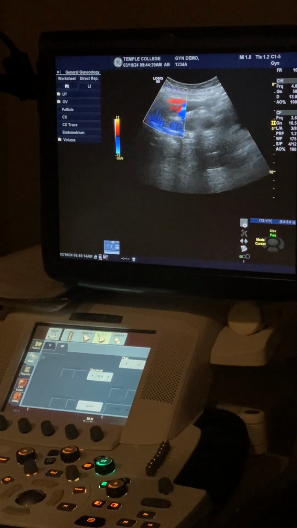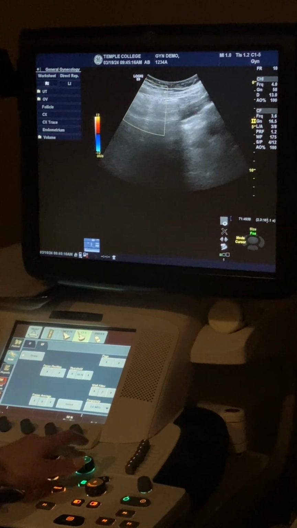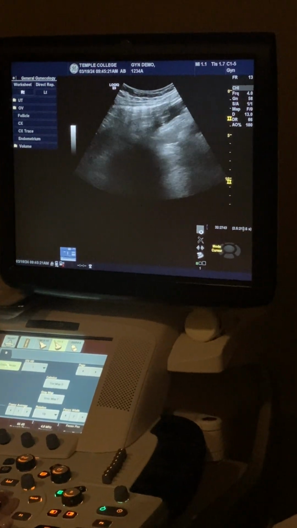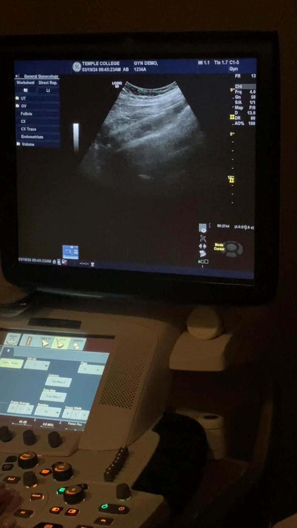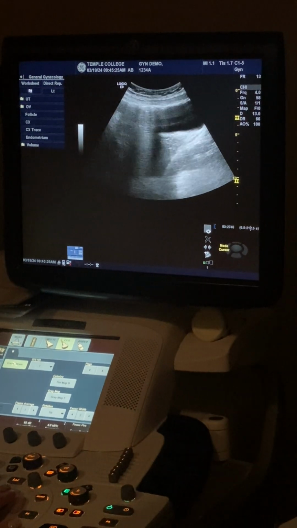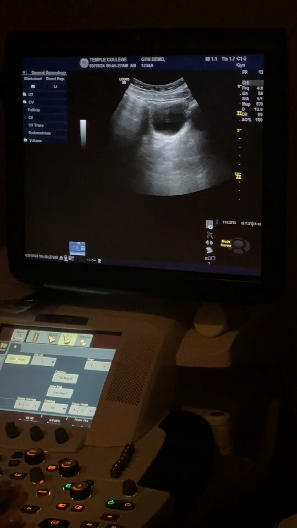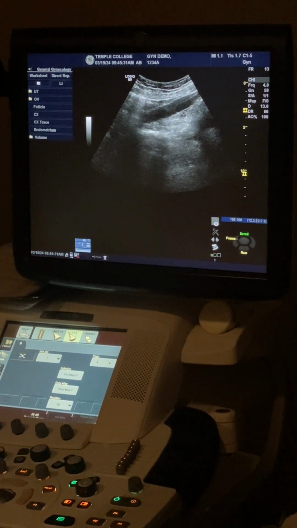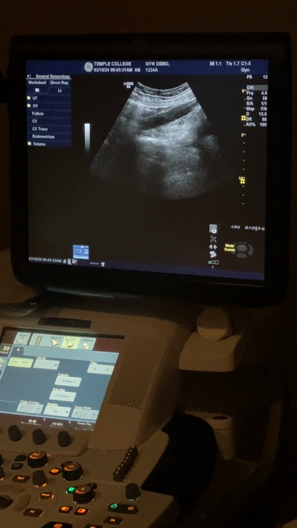Okay? Same thing, come over here. This is going to be left adnexa, iliacs, hip bone, and uterus. So I'm just going to angle out, just like that. It's a pretty simple picture, honestly. And then you just throw color on the iliacs.